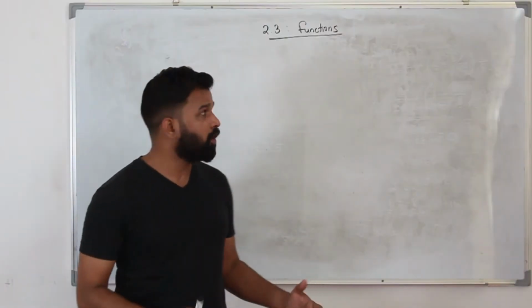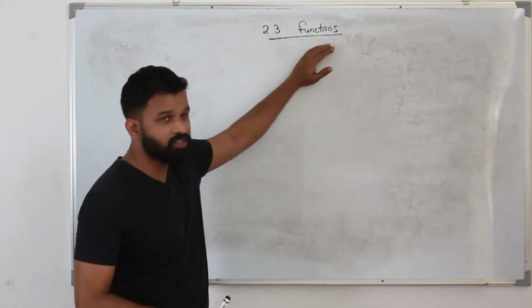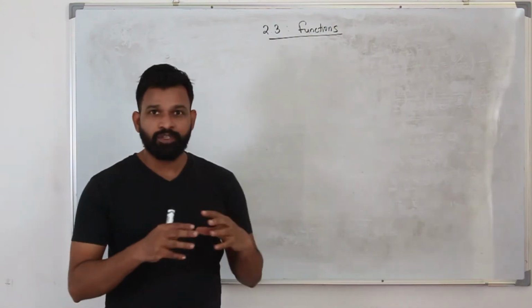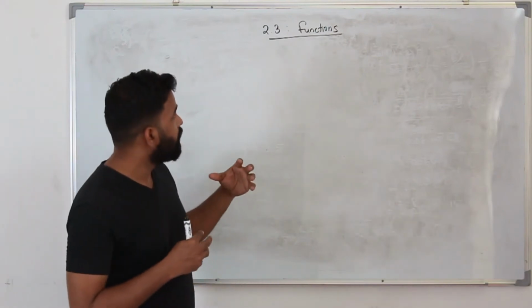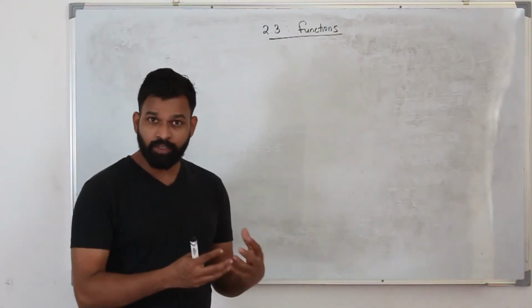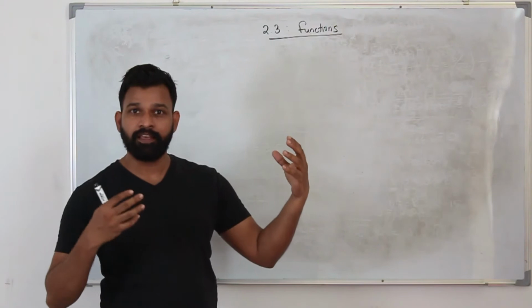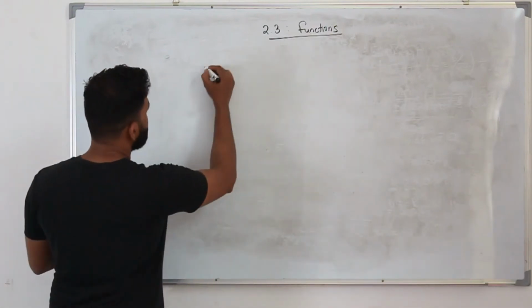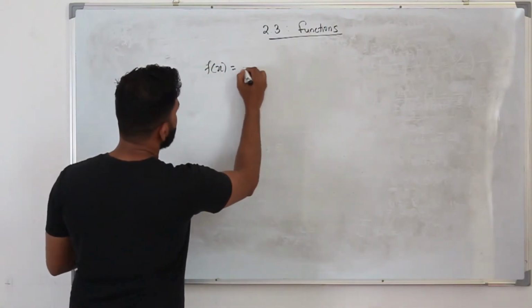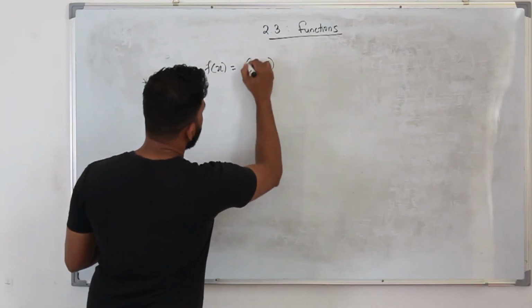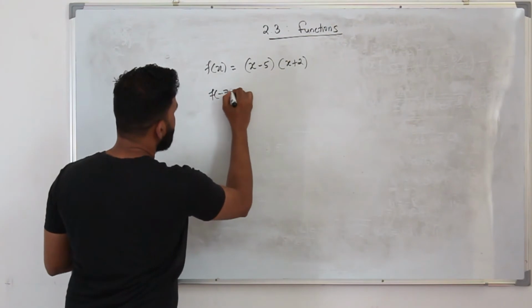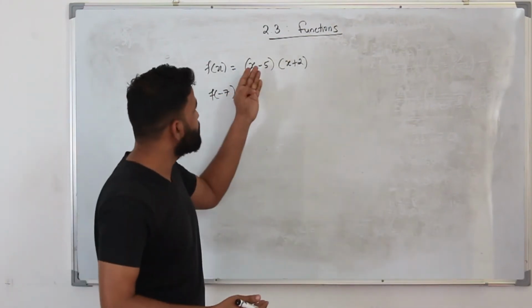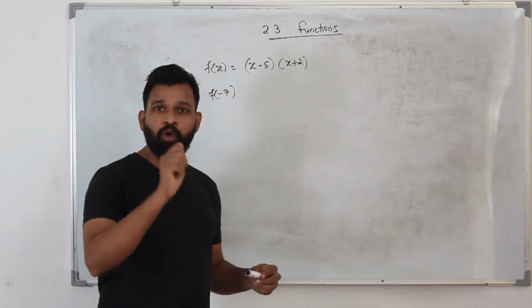Let's move on to 2.3. 2.3 is basically functions. Functions means you will be given an expression or a function, and you'll be given some x values. You need to replace the x by the given x values. For example, something like this: f of x is x minus 5 into x plus 2. Find f of minus 2. So replace x by minus 2. There is only one exercise.